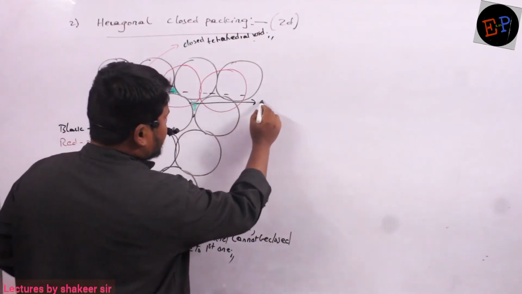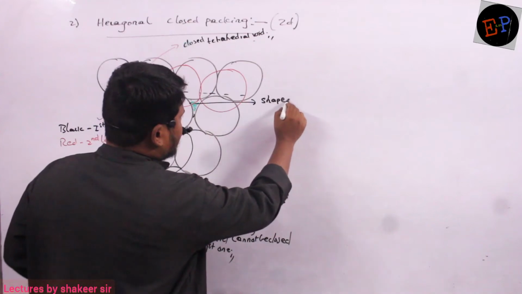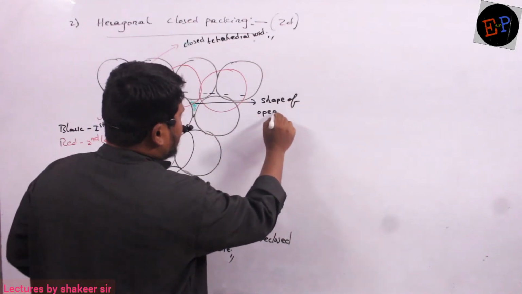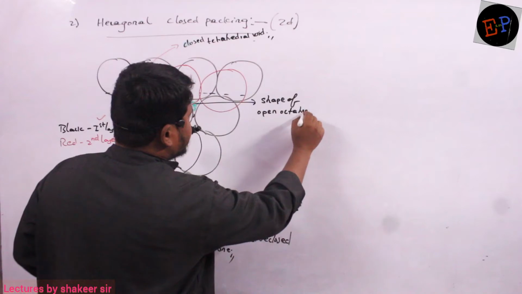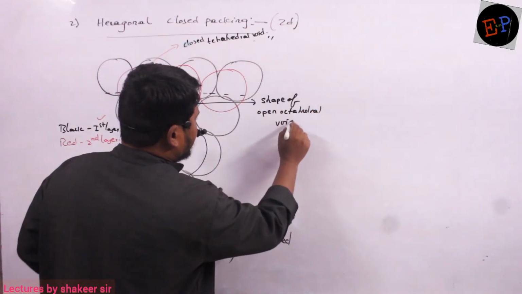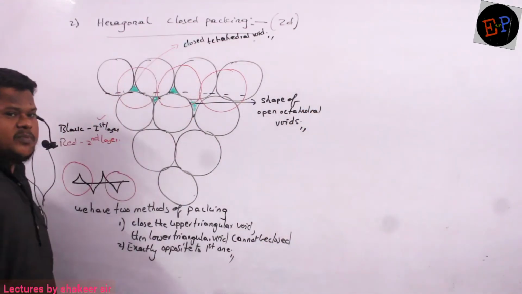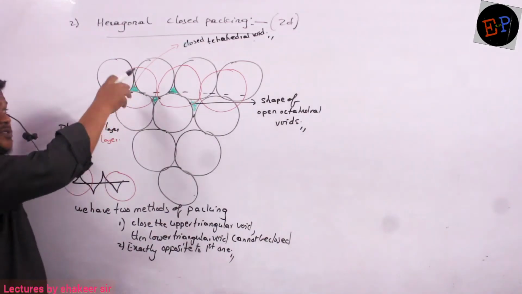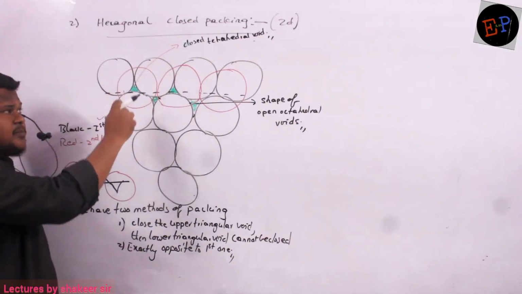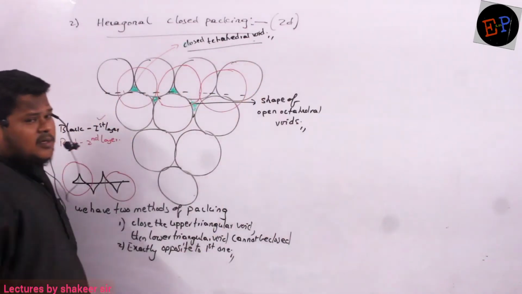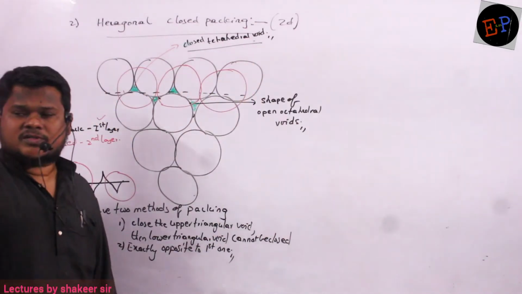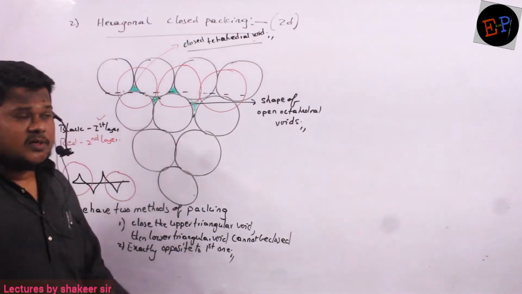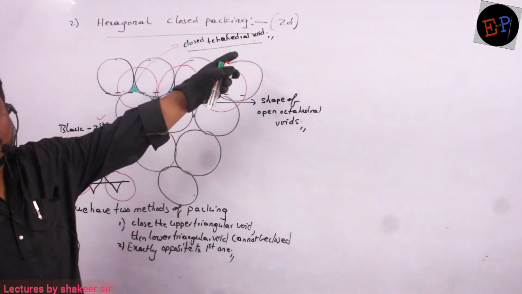they will take the shape of open octahedral voids. Okay, they will take which shape? They will take the shape of open octahedral voids. Are you able to understand? So the void you closed, that will take which shape? That will take the shape of a closed tetrahedral void, because it is closed on one side. It is closed on the top side also, it is closed on the bottom side also. That is why it is called a closed tetrahedral void.